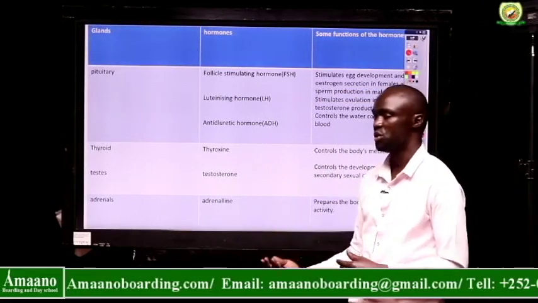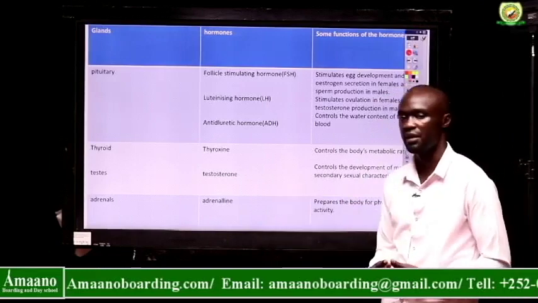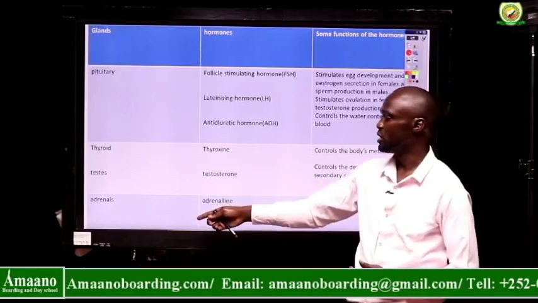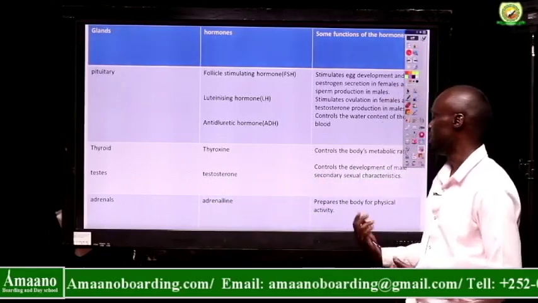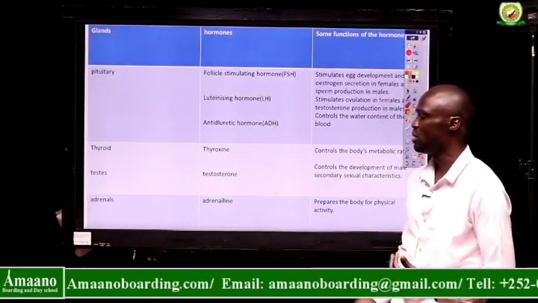The testes, which produce testosterone hormone, which controls development of secondary sexual characteristics in males. Adrenal glands, which produce adrenaline hormone, which prepares the body for physical activity. Sometimes they call it the fight or flight hormone.